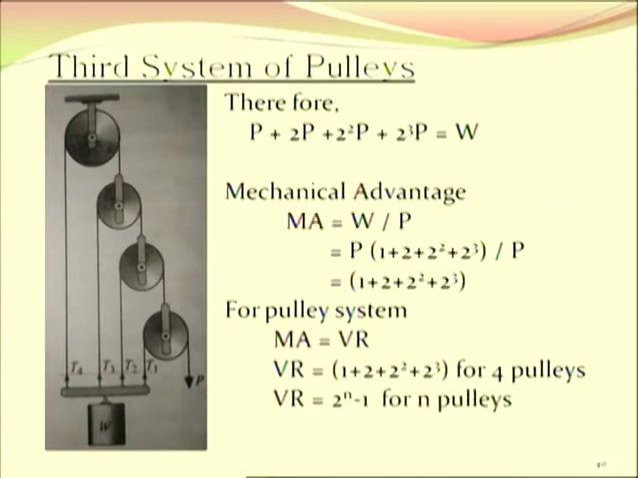So the equation in mathematical form for a number of pulleys n, we can write as VR is equal to 2 raised to n minus 1. So here we have derived the equation of velocity ratio for the third system of pulleys. So here VR is equal to 2 raised to n minus 1.